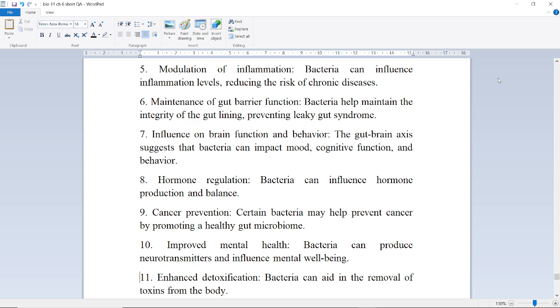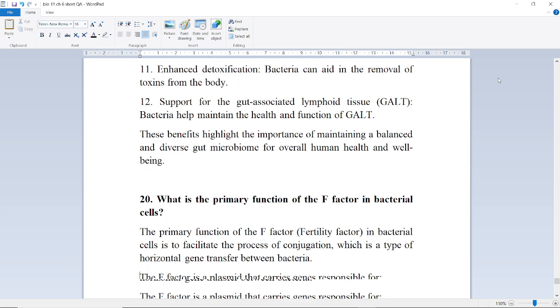Hormone regulation. Bacteria can influence hormone production and balance. Cancer prevention. Certain bacteria may help prevent cancer by promoting a healthy gut microbiome. Improved mental health. Bacteria can produce neurotransmitters and influence mental well-being. Next is enhanced detoxification. Bacteria can aid in removal of toxins from the body. Support for gut-associated lymphoid tissue, GALT. Bacteria help maintain the health and function of GALT. These benefits highlight the importance of maintaining a balanced and diverse gut microbiome for overall human health and well-being.